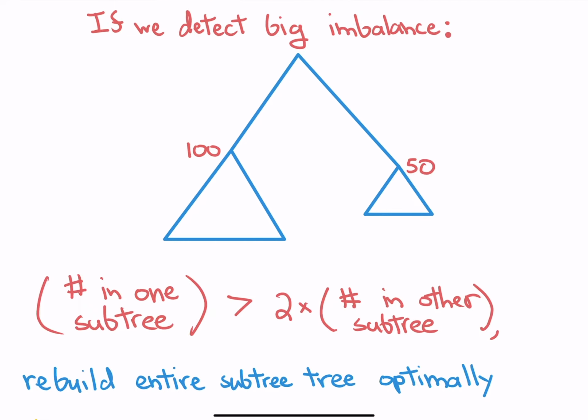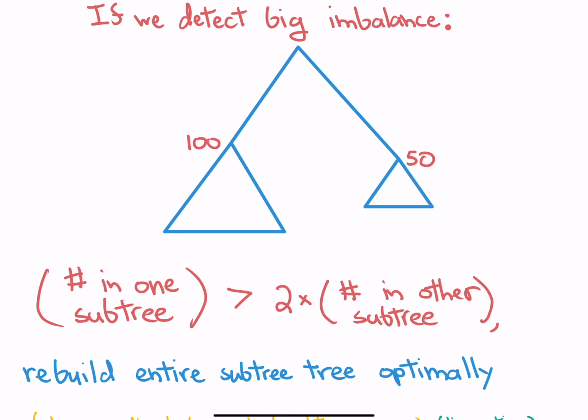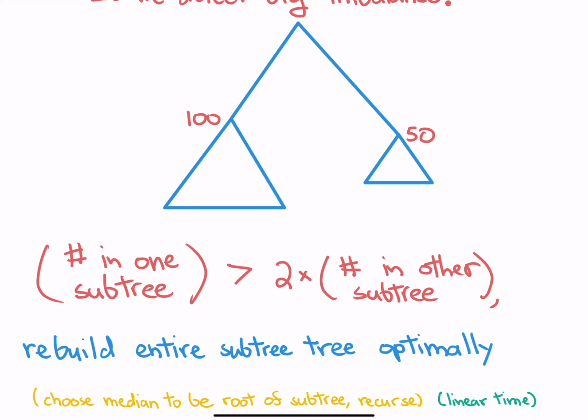That's the idea. If I detect a really big imbalance, like one subtree has twice as many nodes as the other, then I'm just going to rebuild the entire subtree optimally. One thing that's nice is you can actually do this in linear time because those elements are already in sorted order. You can just dump them into an array in sorted order. You don't have to sort them. That just takes linear time. And then you can just pluck out the median, pluck out the median, pluck out the median from your already sorted list and put a balanced tree back together in linear time.